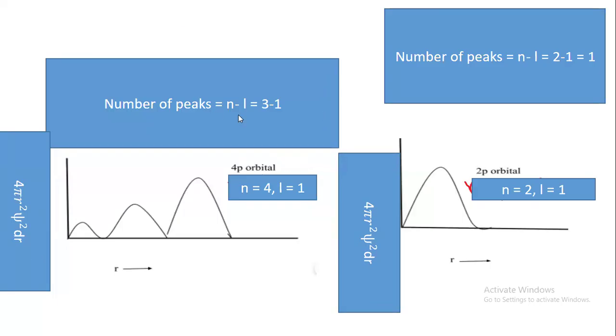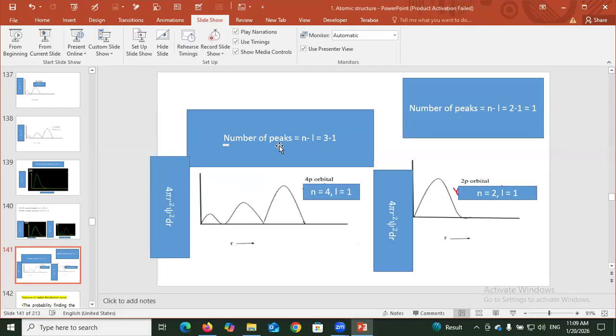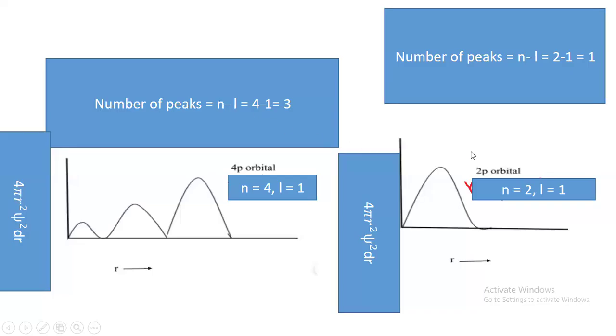For 4p, number of peaks is n minus L, n equal to 4, L equal to 1, so 4 minus 1 equal to 3. For 2p, n minus L, 2 minus 1, 1 peak.